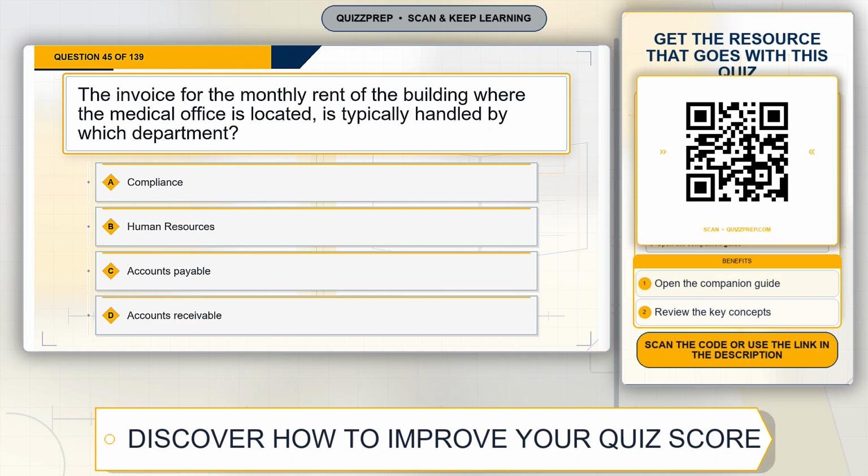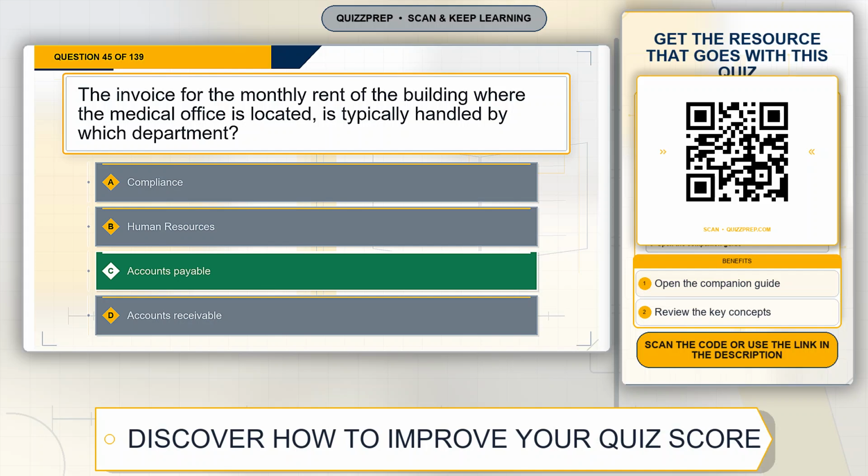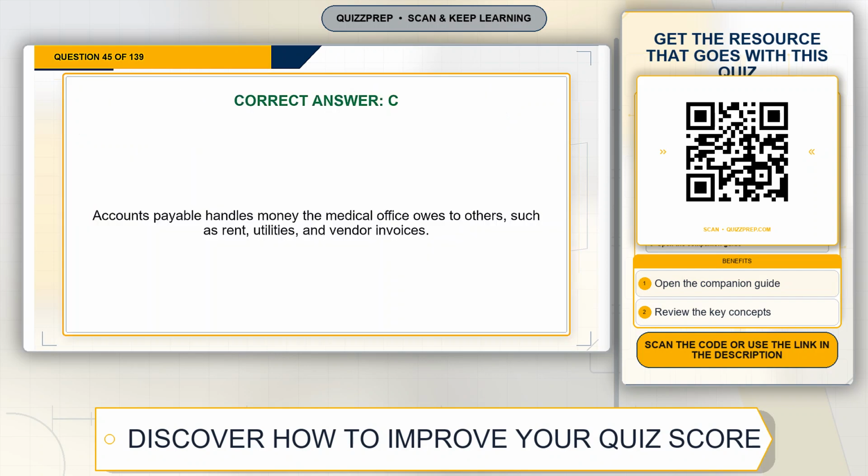Question 45. The invoice for the monthly rent of the building where the medical office is located is typically handled by which department? Option A, compliance. Option B, human resources. Option C, accounts payable. Option D, accounts receivable. The correct answer is option C, accounts payable. Explanation. Accounts payable handles money the medical office owes to others, such as rent, utilities, and vendor invoices.